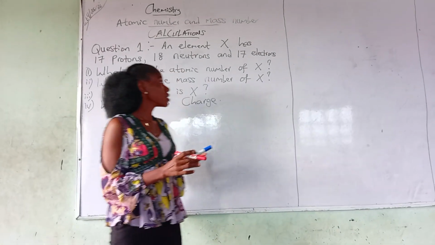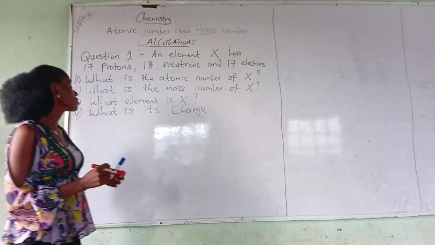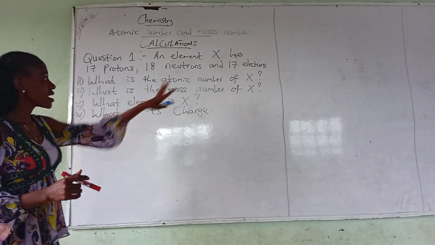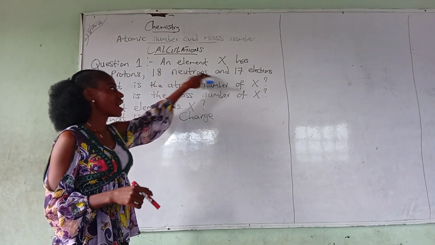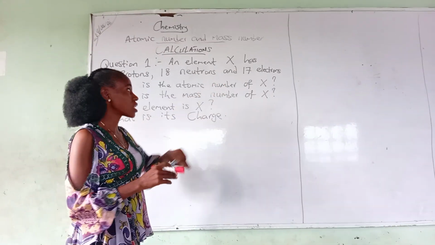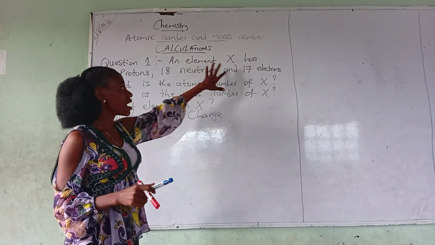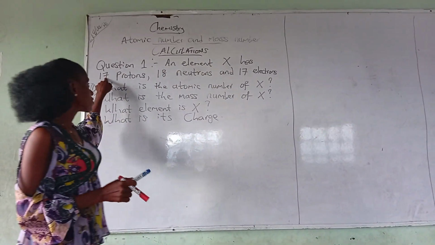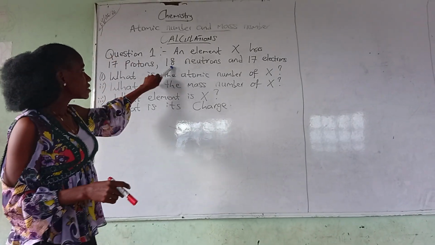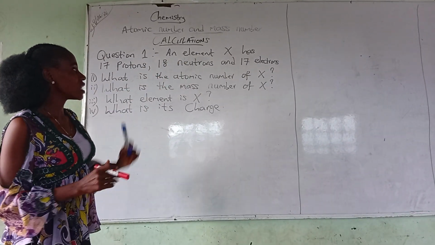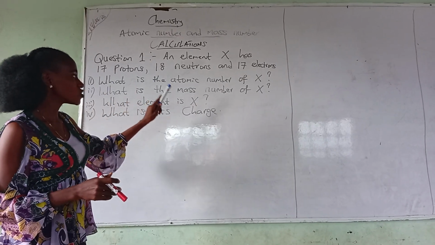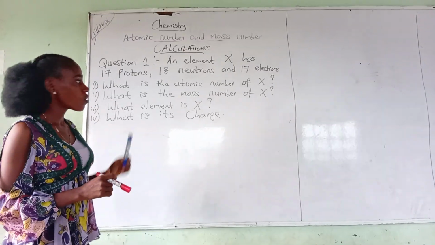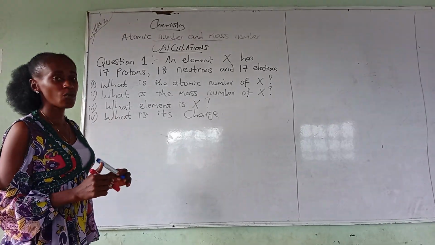Okay, so here we have a question. An element X has 17 protons, 18 neutrons, and 17 electrons. Our first question is, what is the atomic number of X?